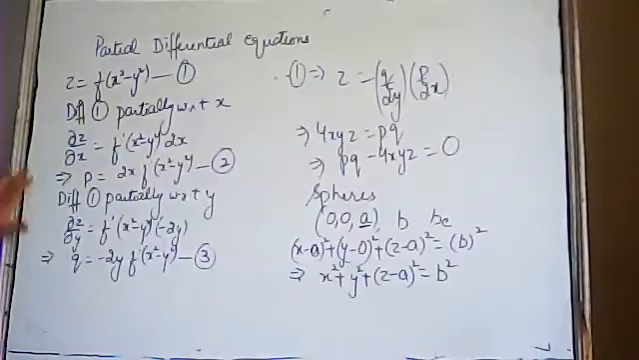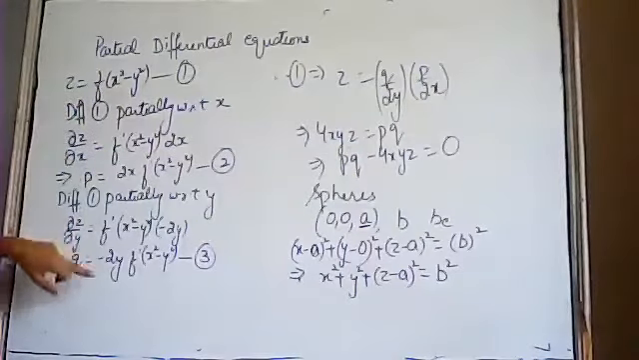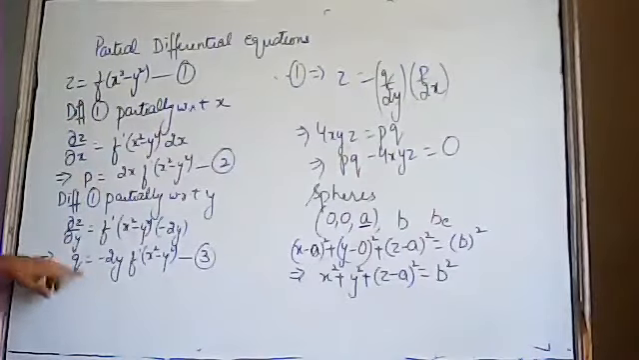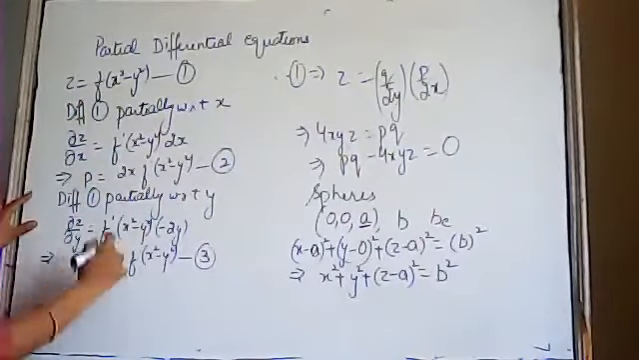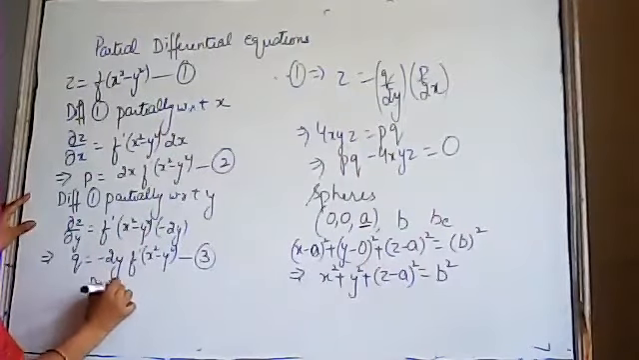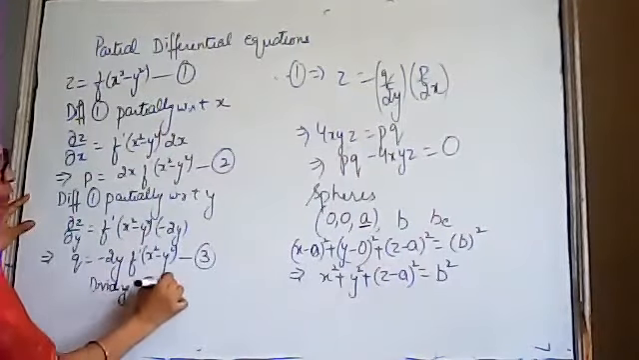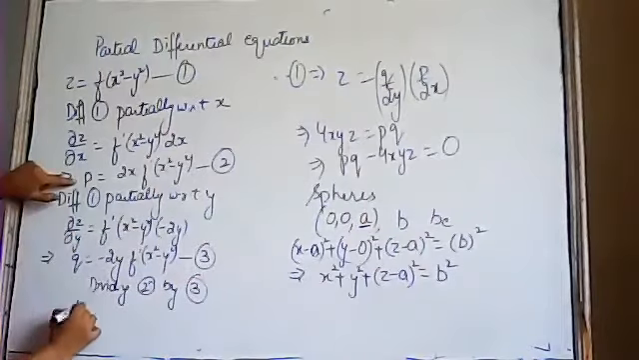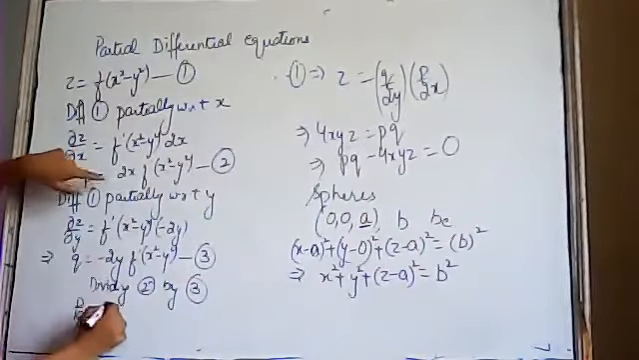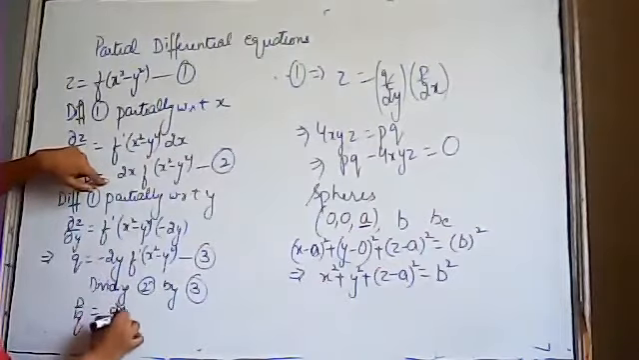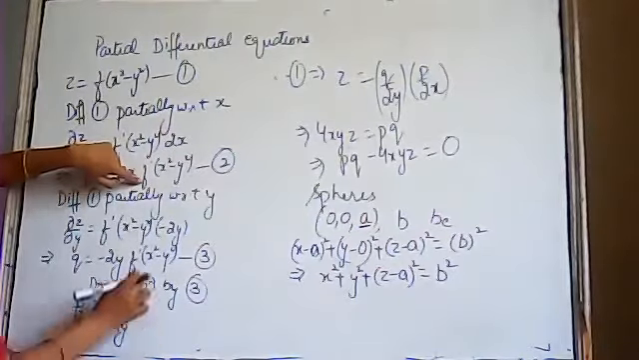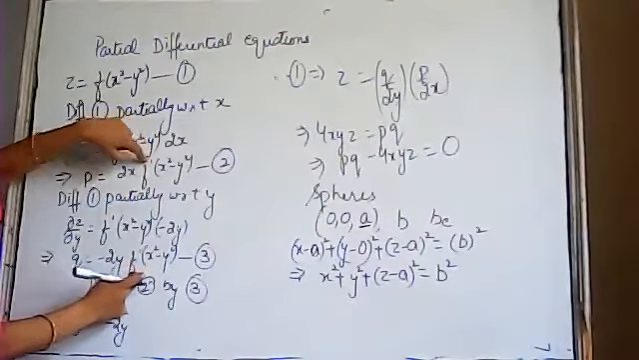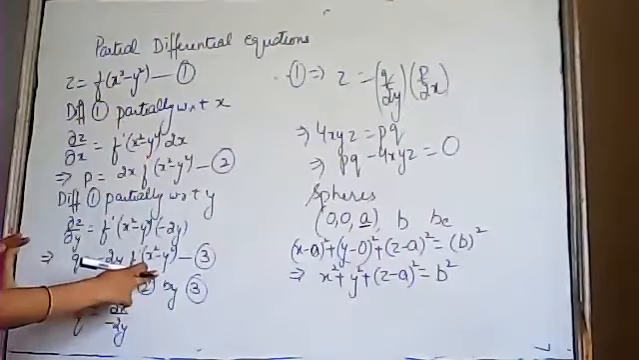So our main aim is to eliminate this function. Okay, our task is to eliminate the function from here. Dividing equation number 2 by 3. If we divide equation number 2 by 3, we get p upon q is equals to 2x upon minus 2y, and this function and this function will cancel each other. F dash x square minus y square, f dash x square minus y square.